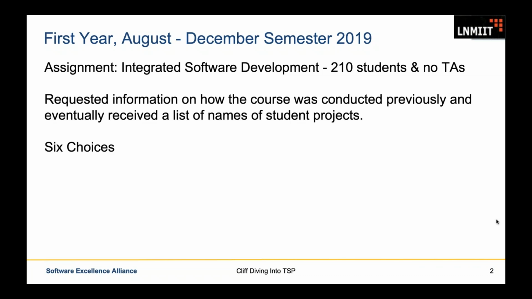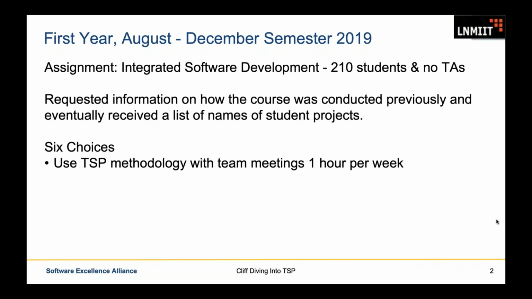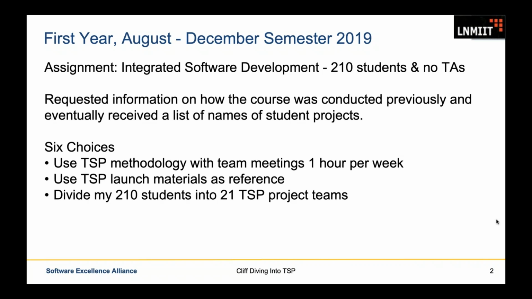I made six choices. First, use TSP methodology with teams. I met with each team one hour a week. Use TSP launch materials as a primary reference. Divide the 210 students into 21 project teams. My epiphany was that I did not want to evaluate 21 different projects. I wanted people with skin in the game to do it. So I said, it's got to be open source, and they've got to work with you.